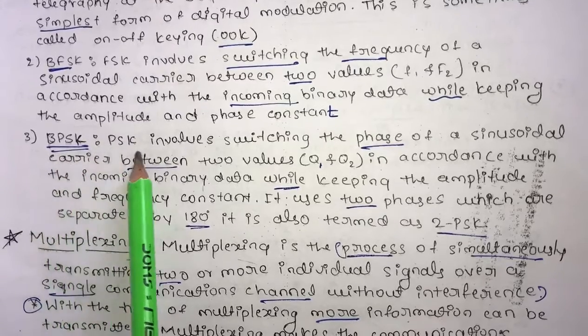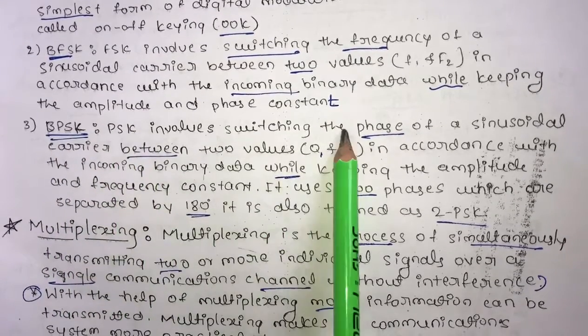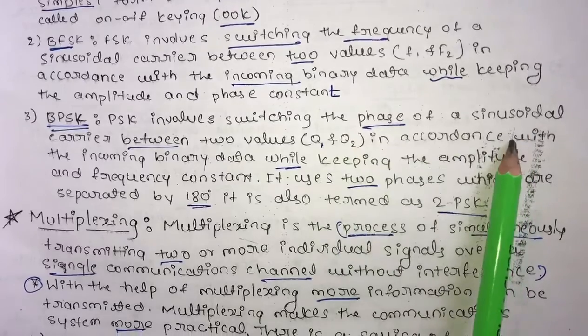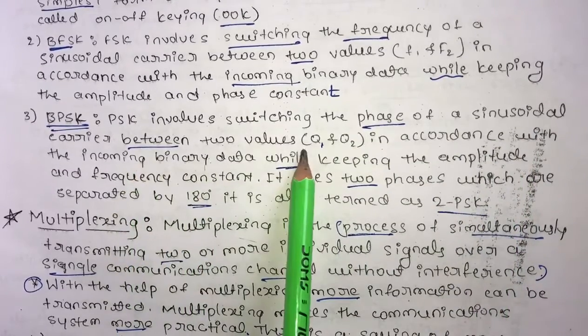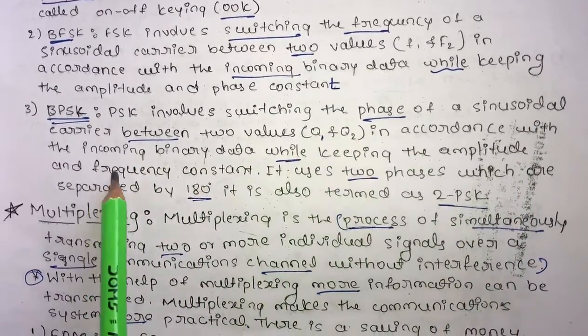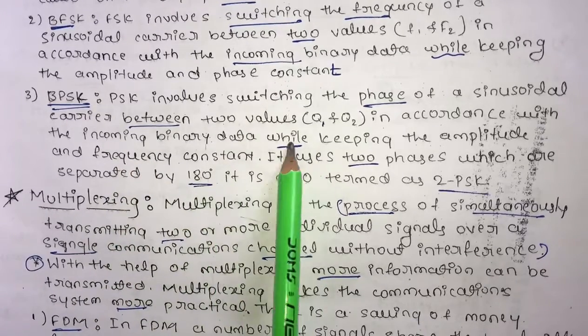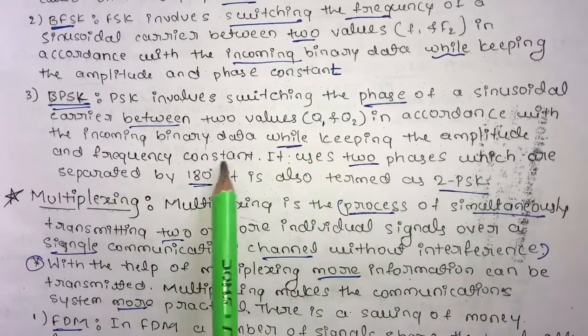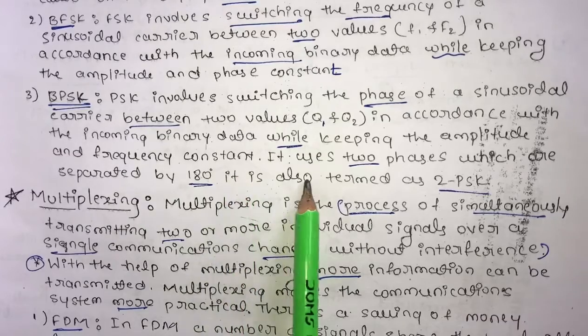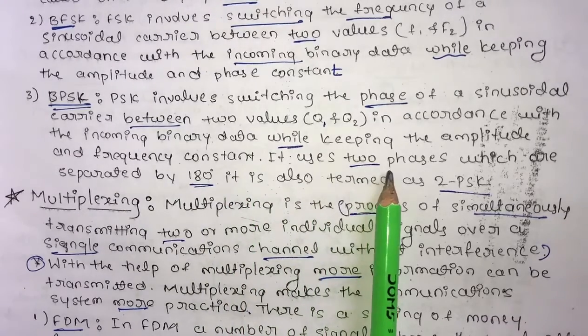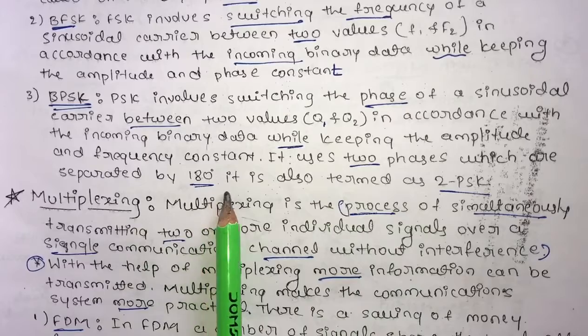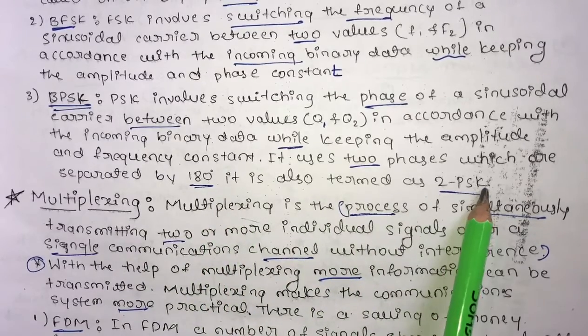BPSK, binary phase shift keying. This PSK involves switching the phase of a sinusoidal carrier between two values, say Q1 and Q2, in accordance with the incoming binary data, while keeping the amplitude and frequency constant. It mainly uses two phases separated by 180 degrees and is also termed 2-PSK.